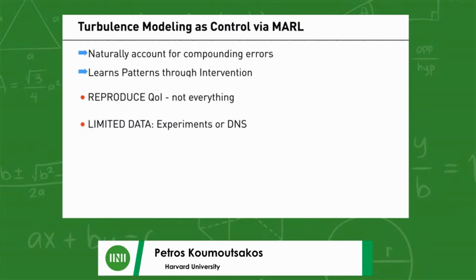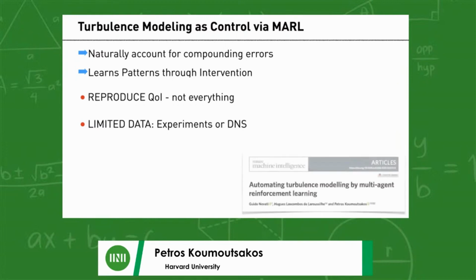So the nice thing about this is that you can naturally account for compounding errors. You can learn patterns by actually plugging in the model and learning through intervention. You learn to reproduce quantities of interest. You are not interested in reproducing the whole flow field, but it has the benefit of using limited data. You don't need to know the whole flow field. The reward can be something that an experimentalist can give you, or maybe some energy from a DNS.